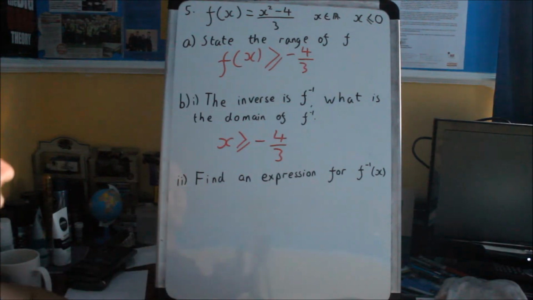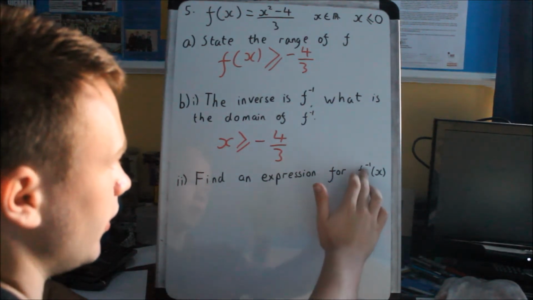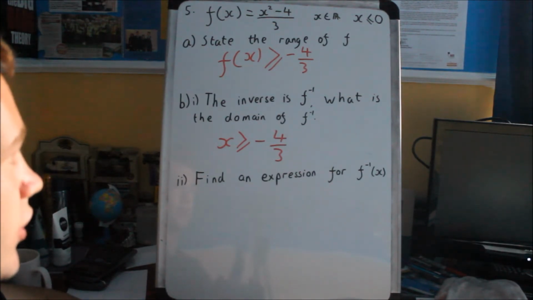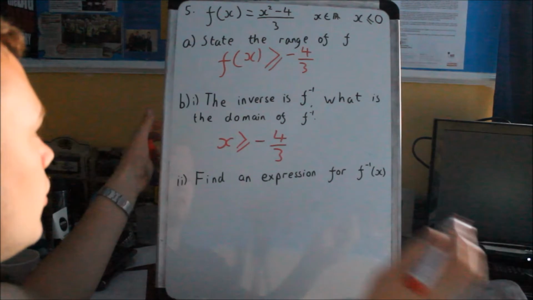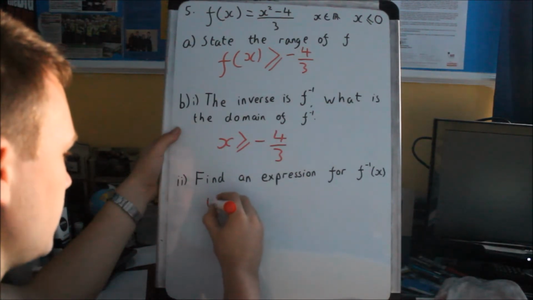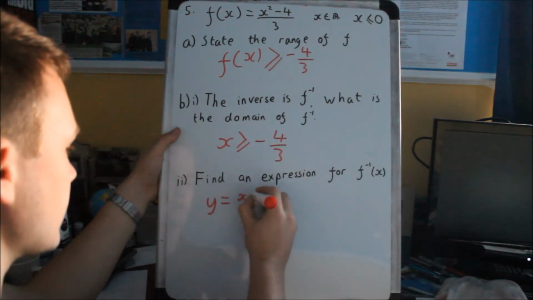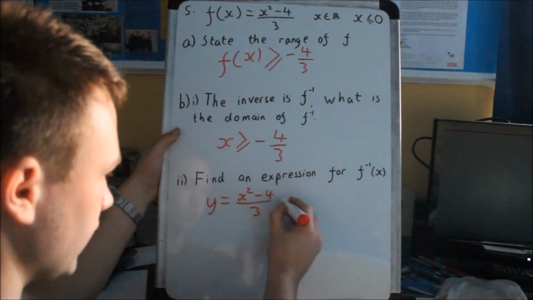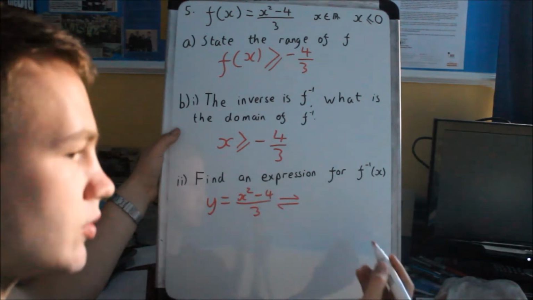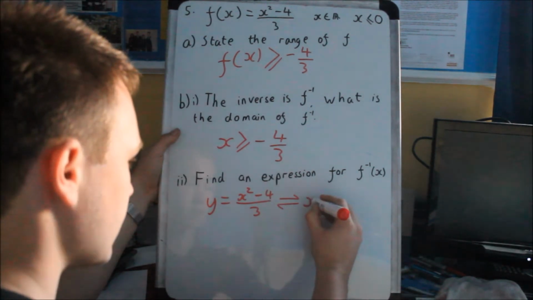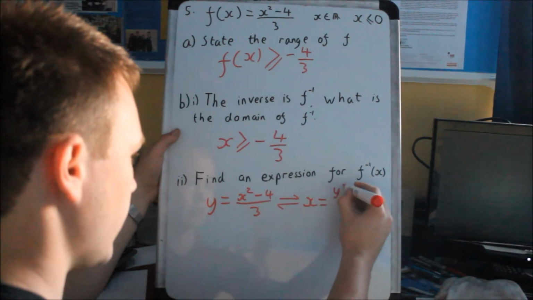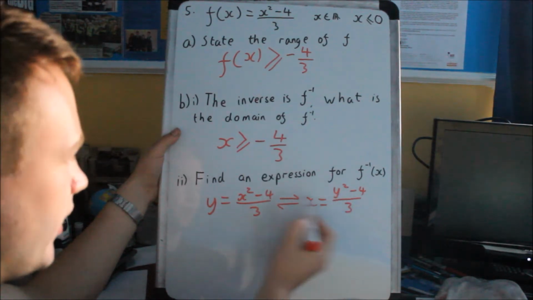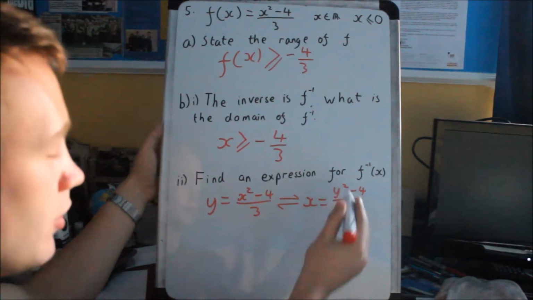And then there's B part 2. Find an expression for f to the minus 1 of x, the inverse function. What we have is y equals x squared minus 4 over 3. We can think of doing this by swapping around the x and y and then solving for y. So x equals y squared minus 4 over 3. And eventually the y at the end is going to be f to the minus 1 of x.